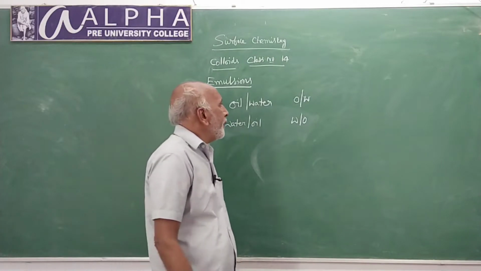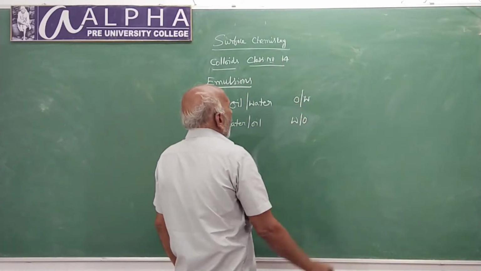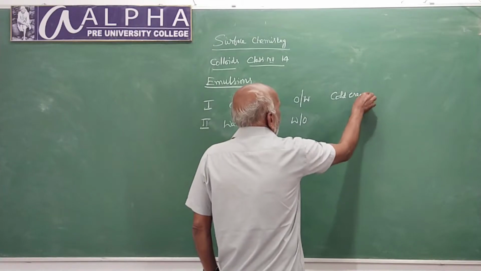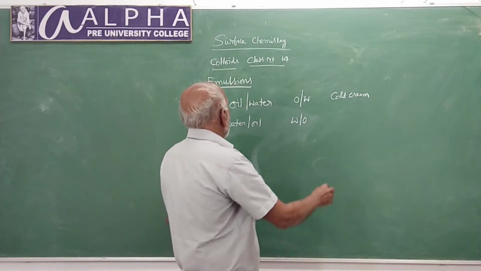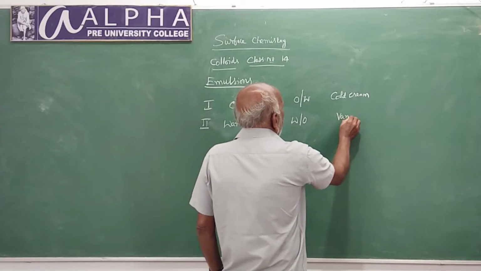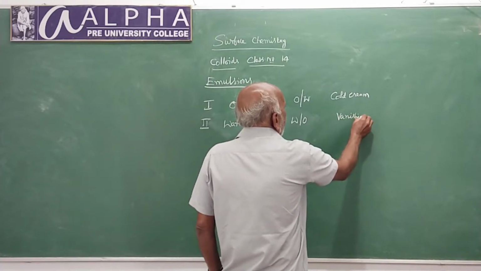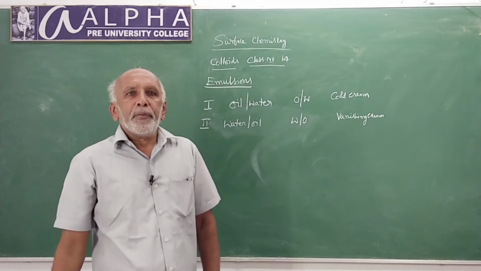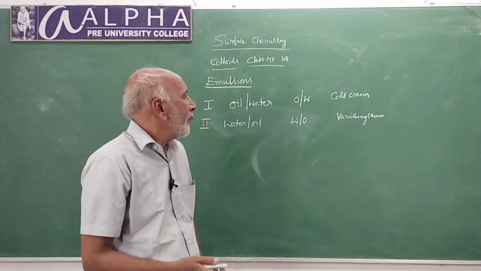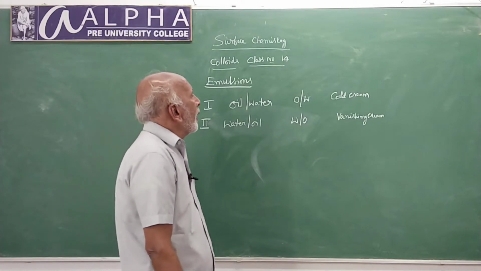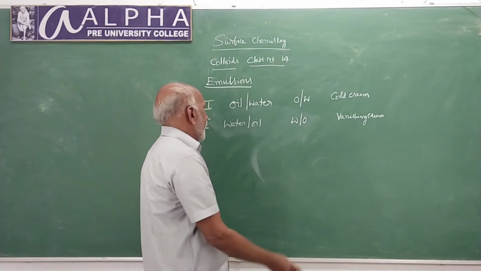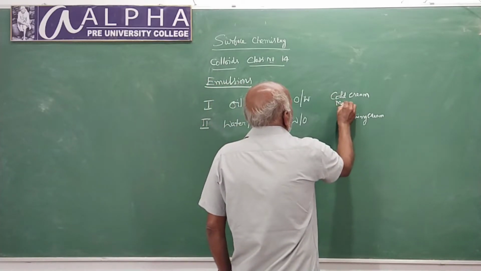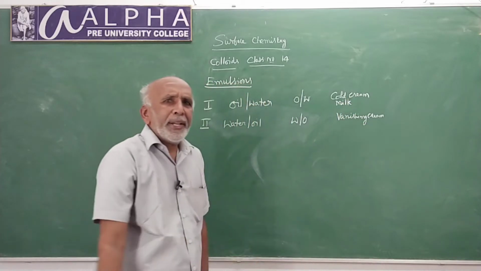Okay, we'll give examples for this. Oil in water emulsion, cold cream. Here, water in oil emulsion, vanishing cream. Very often you use these two types of creams. Okay. Cold cream, vanishing cream. In this case, of course, oil in water emulsion, another example, milk, butter, etc.